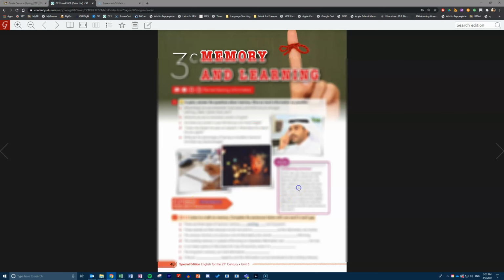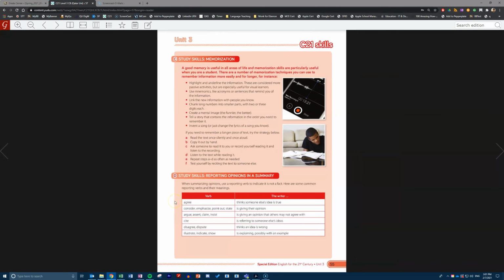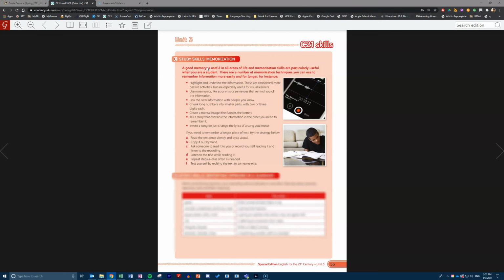Now, let's look at our study skills on page 55. Memorization. A good memory can help us in all parts of our life. It's especially helpful as a student. There are some ways you can use to help you memorize information.